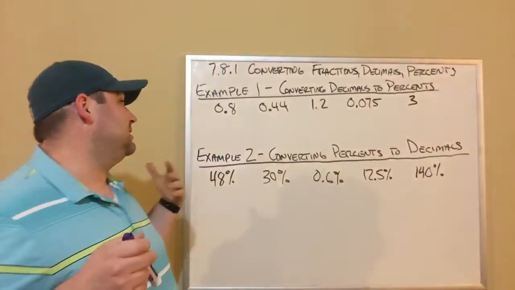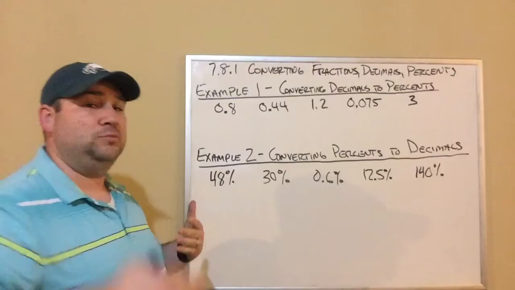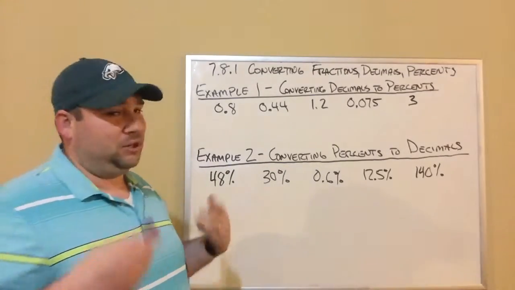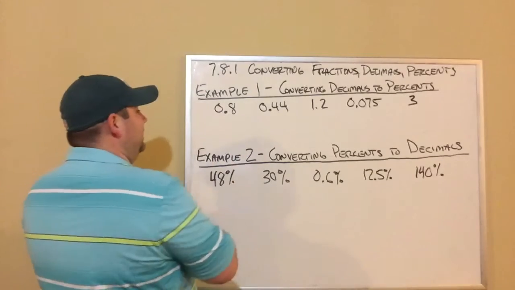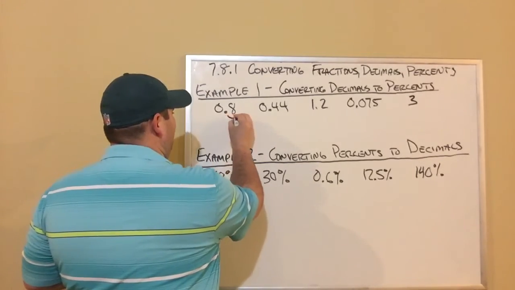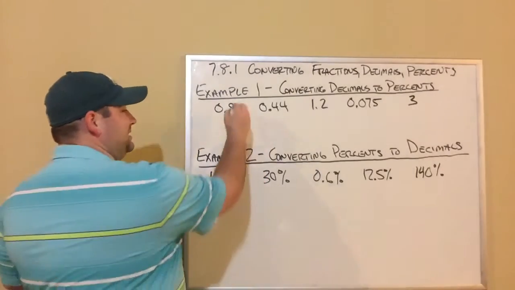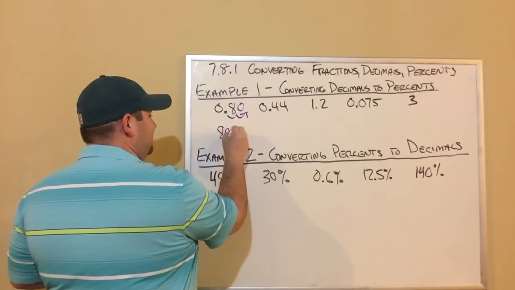So when we convert decimals to percents, all we do is we take our decimal point and we move it 2 places to the right. Basically, it's like multiplying the number by 100, but a quicker way is just to move the decimal 2 places to the right. So 0.8, I'm going to take my decimal point and move it 2 places to the right. And when that happens, I fill this blank with a 0, and my new answer is 80%.